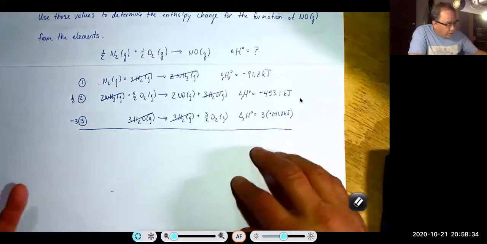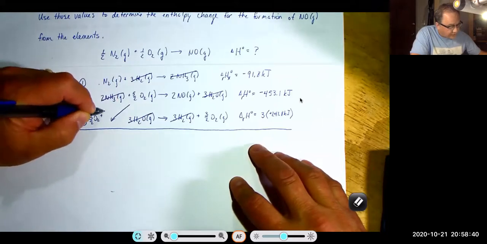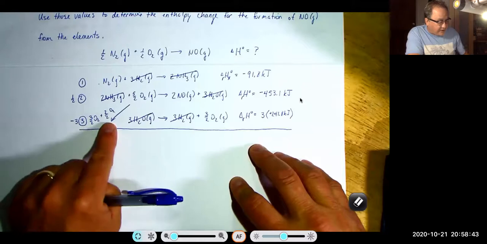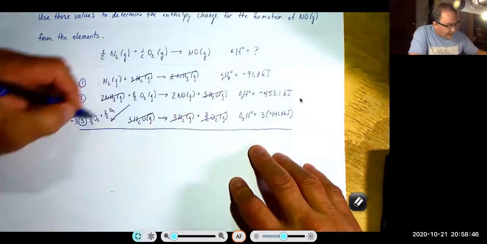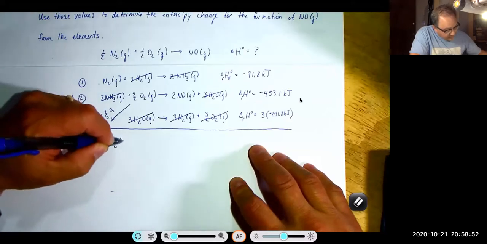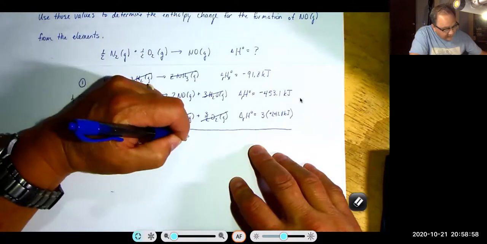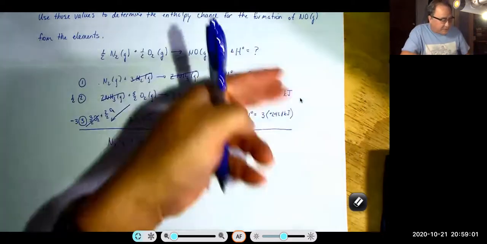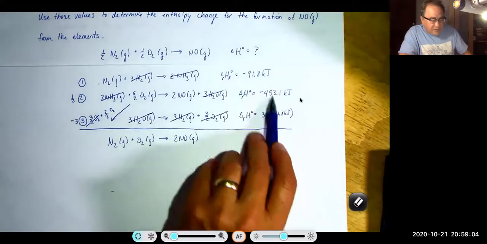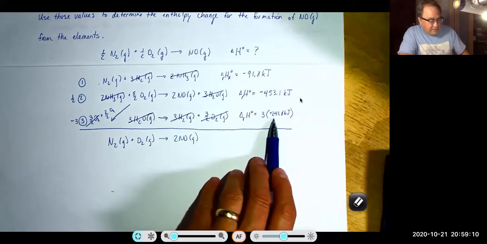What can I do with that? Well, this is really 3/2 O2 plus 2/2 O2, because 3/2 and 2/2 is 5/2. So 3/2 cancels with 3/2, and I'm left with 1 O2. So I end up with N2 gas plus O2 gas gives you 2NO gas. And the change in enthalpy is the sum of these numbers here. Roughly speaking, these two numbers add up to about minus 540, and 3 times this is roughly 720. So the answer ends up being approximately 180.